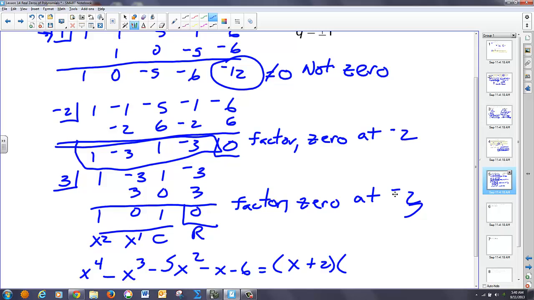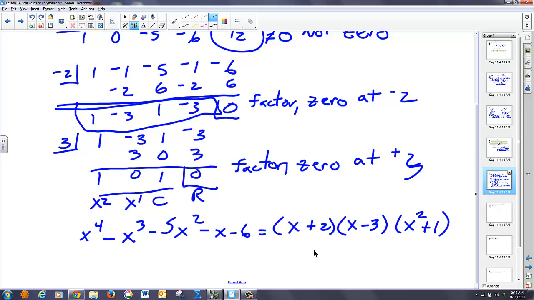If 3 was a factor, I have x minus 3. And then what I have left is x squared plus 1 as my last factor. Now, think about if I were to solve this problem and say, when does this equal 0? When does it cross the axis?